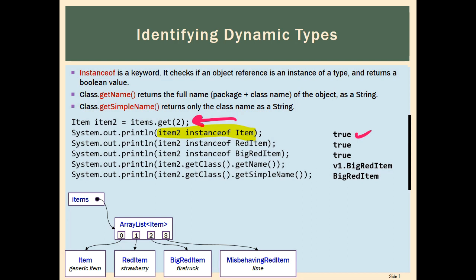The next statement is also true. A big red item is an instance of a red item. So again, we will say true. And obviously, a big red item is an instance of big red item. So it will say true. So notice how instanceof will return a Boolean true if in fact the object in question is a member of that type.